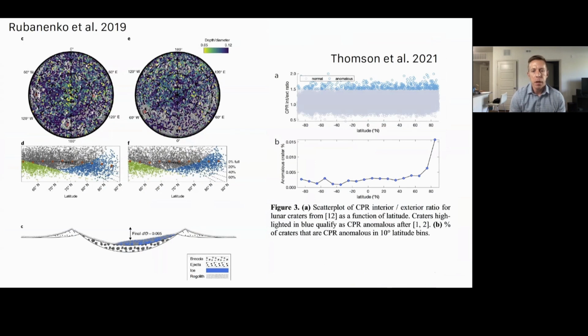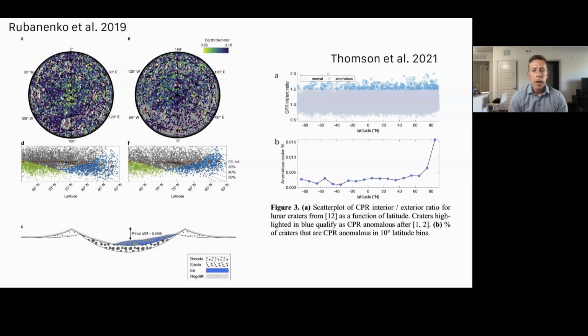Okay, now in terms of the deep ice, there is some circumstantial evidence that there may be much more ice deeper down than the instruments have been able to sense. On the left here is work by Lior Rubanenko, who found that small craters are shallower than they should be at the south pole of the Moon, but not the north pole. And this was interpreted as evidence for a layer up to 50 meters thick with a mixture of ice and dry regolith.